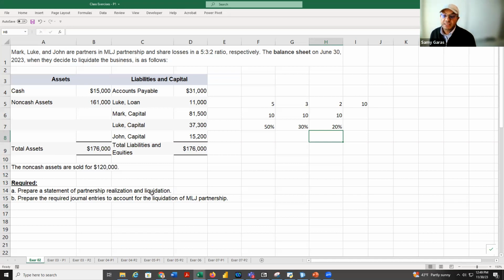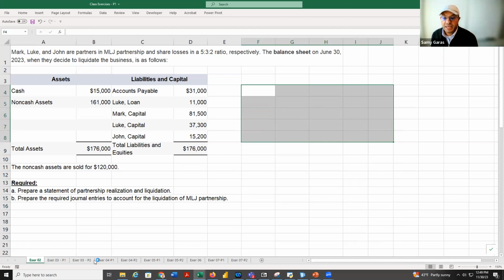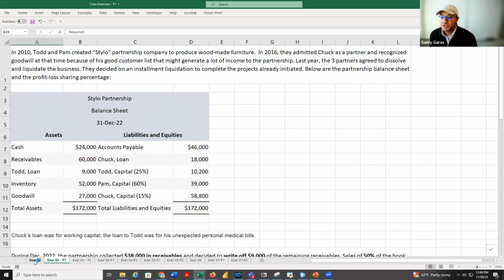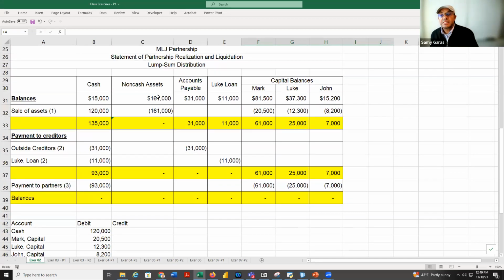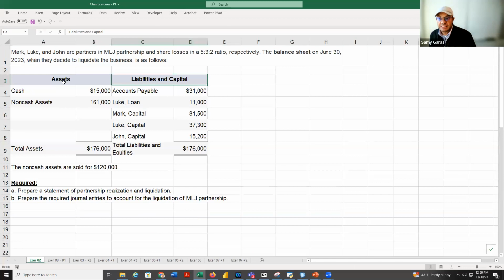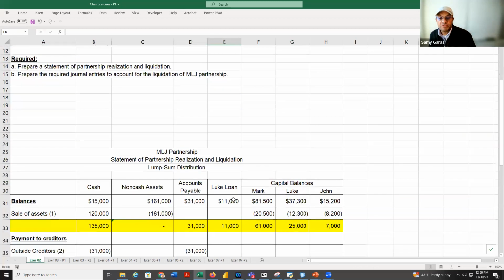So now we need to do the statement of realization and liquidation, and we make the journal entry for that. To make it easy, I put them in the second sheet. Here we go. This is the statement which you have seen something similar to in the presentation, where we have cash, non-cash, accounts payable, Luke's loan, and the capital. The first line, we usually take it from the example, from these assets. So you see the cash, the payable, the loan, all of them are here.